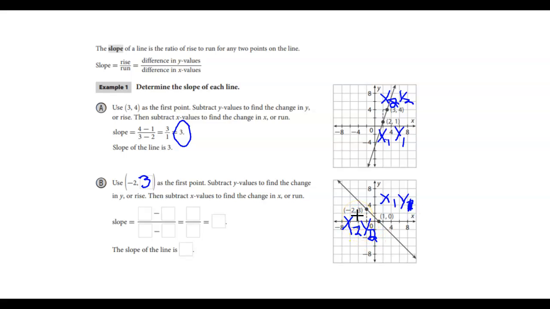Okay, so let's go ahead and plug in our numbers. We have 3 as y2 minus y1. y1 right here is 0. And then we have our x2, which is negative 2, minus positive 1. Okay, so 3 minus 0 gives us 3. Negative 2 minus 1 gives us negative 3. 3 divided by negative 3 gives us negative 1. So our slope is going to be down 1 over 1. That is our slope. So the slope of the line is, in fact, negative 1.